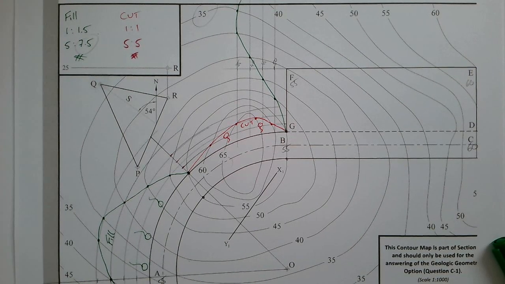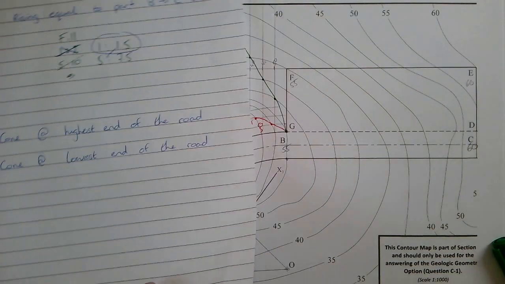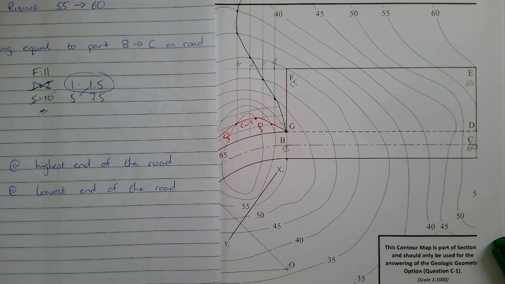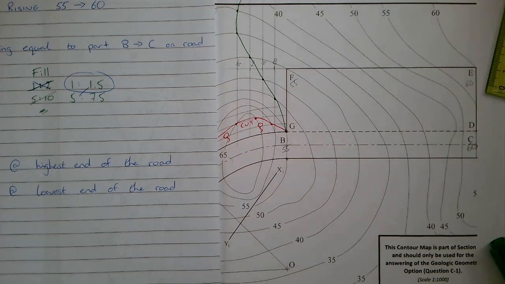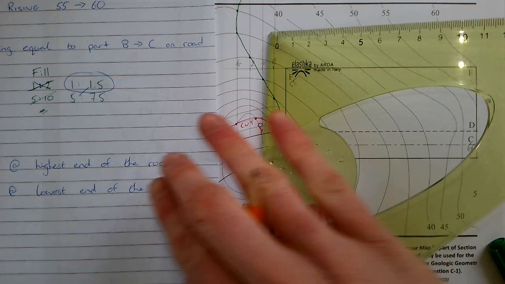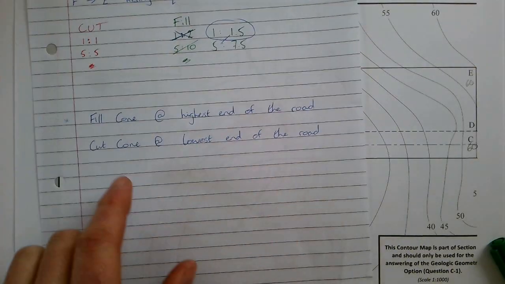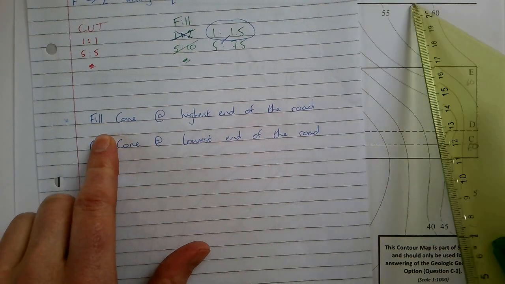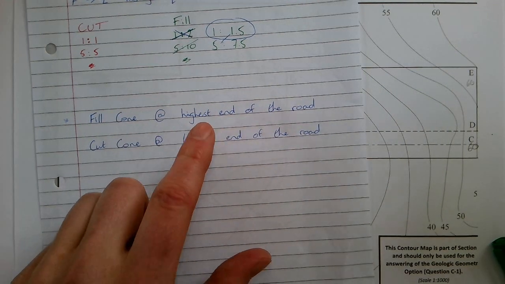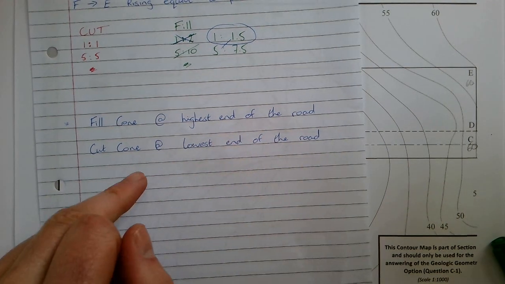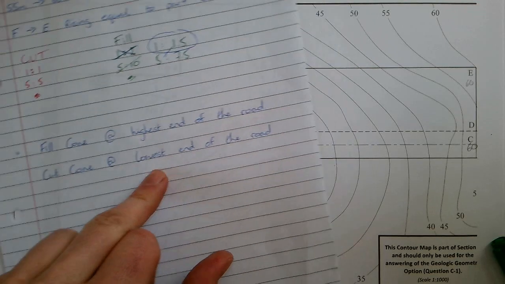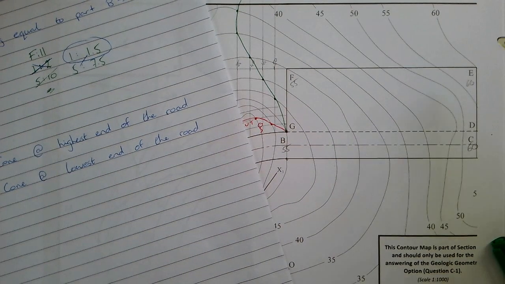So remember, guys, the road here is rising from F to E, or from B to C. So it's going uphill this way. The fill cone, since we're filling here, goes to the highest end of the road. If we were cutting, the cut cone would go at the lowest end of the road. So the highest end of the road here is E, and we're filling, so we're going to draw the cone here.